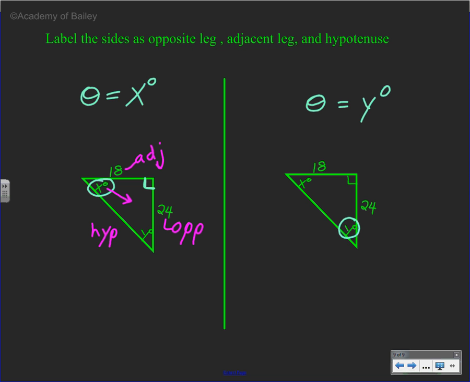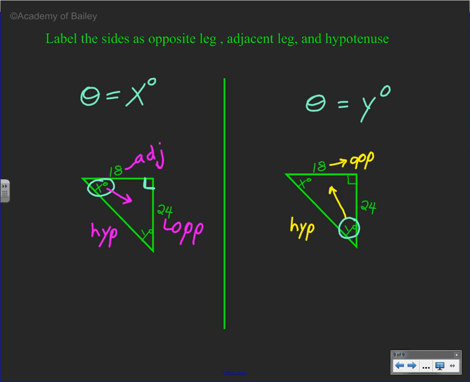On the right side here, since y is theta, go ahead and label the hypotenuse first. It didn't change from the left triangle. It's still across from the right angle. Now, since y is theta, the side across from it is 18, and that's the opposite side. And the side right next to the angle is the hypotenuse.